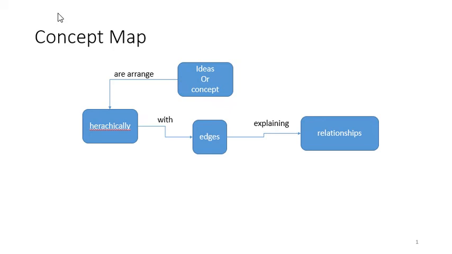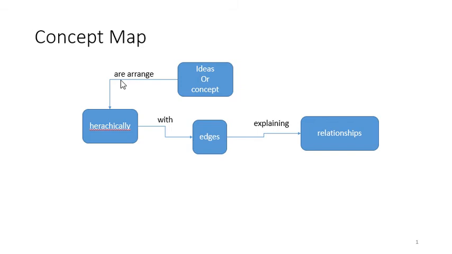Right, before we get started, we need to talk about what we mean by concept map. So concept maps are hierarchical diagrams, such as this one. The concepts are represented as nodes or points on this diagram, and the points are connected with lines called edges.